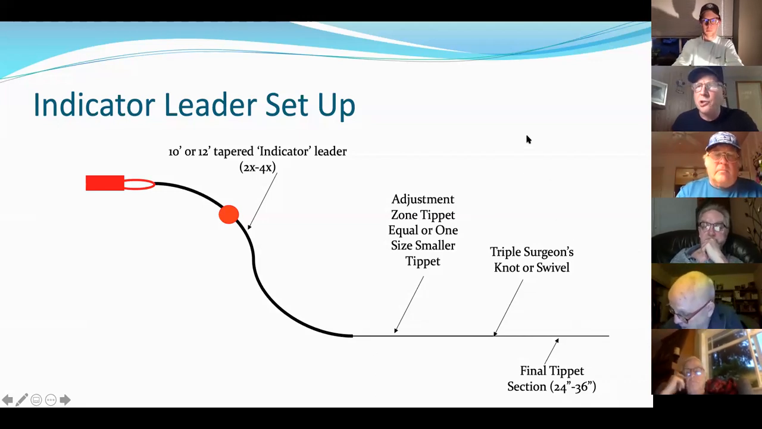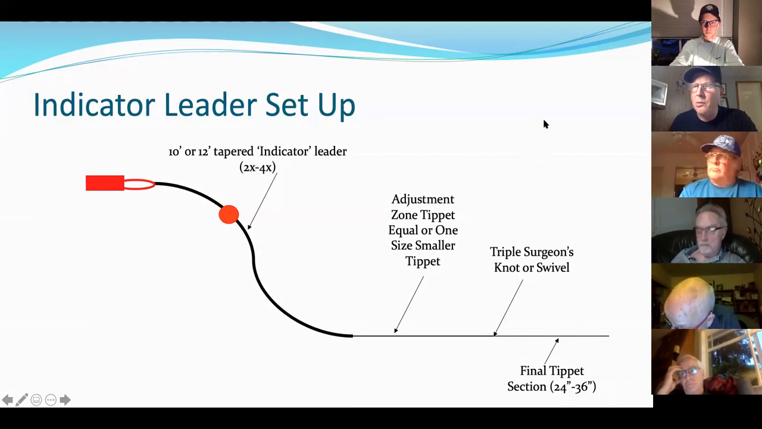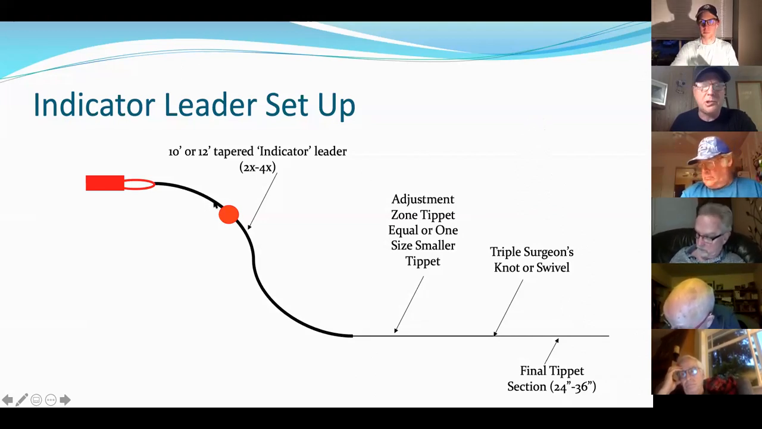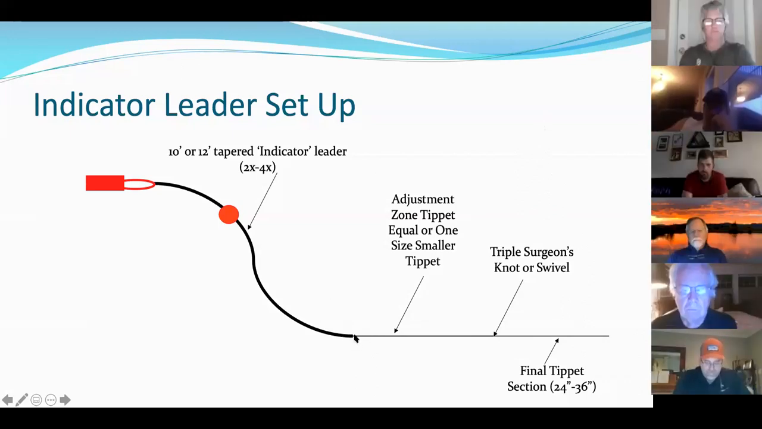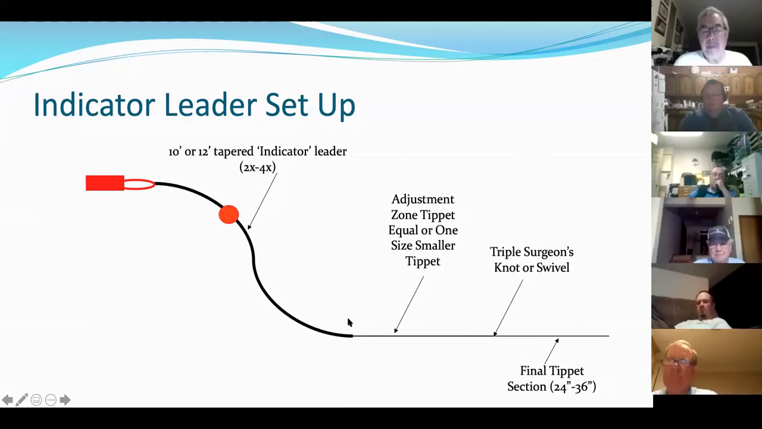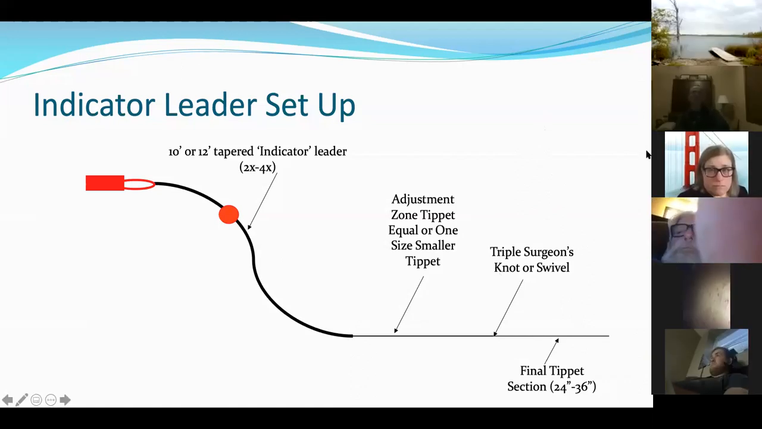At the leader to adjustment zone, doesn't the knot stop the bobber stopper? The bobber stopper? We'll talk about bobber stoppers in a second. No, because when we're using bobber stoppers, they're on this side of the indicator. They're not on this side. And I just use a triple surgeon's knot here because it's a low profile knot and it will pass through the black peg on an indicator quite easily.